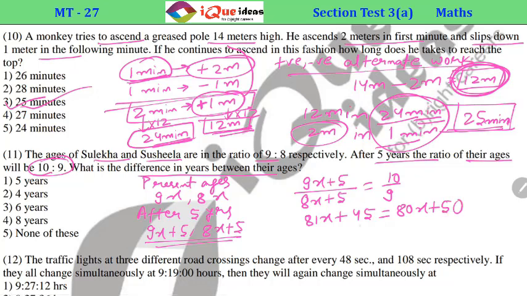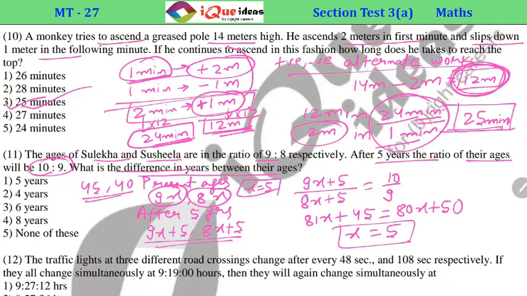So 81x minus 80x is x, and 45 subtracted from 50 is 5. So we get the value of x here, not the answer. Now, present ages are 9x and 8x, x is equal to 5. Put it back. So 9 times 5 is 45 years and 8 times 5 is 40 years. But the question is, what is the difference? The difference of 45 and 40 is 5 years. So the answer of the question will be 5 years. That is the first option in this question.